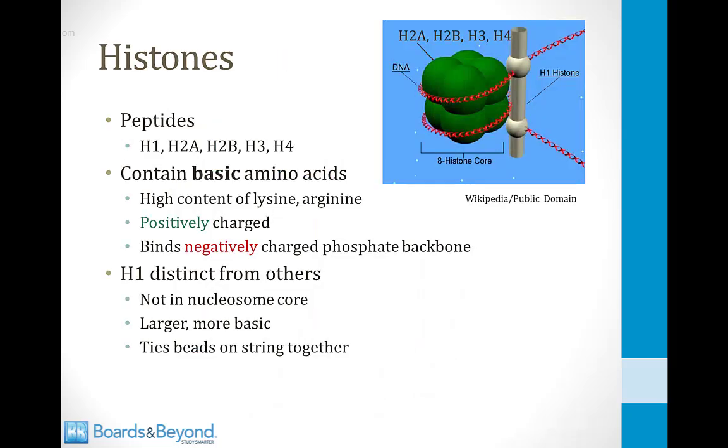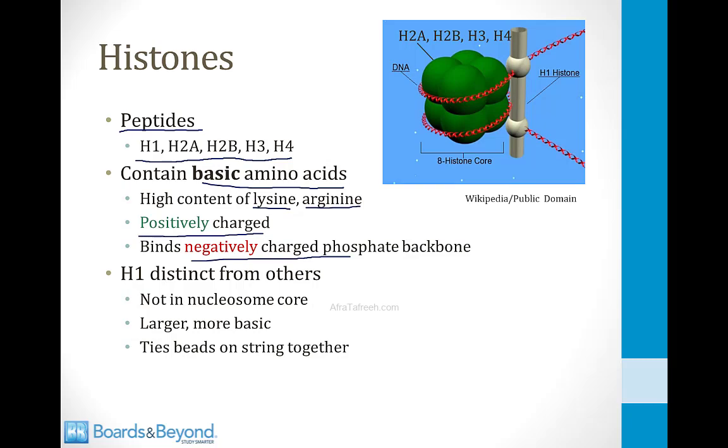So the histones are proteins or peptides, and they go by names like H1, H2A, H2B, H3, and H4. All of the histones contain basic amino acids, and in particular, they have a very high content of two amino acids, lysine and arginine. Lysine and arginine are both positively charged, and this makes them very good for binding to the negatively charged phosphate units on the backbone of DNA.